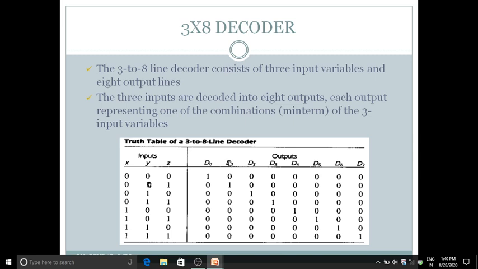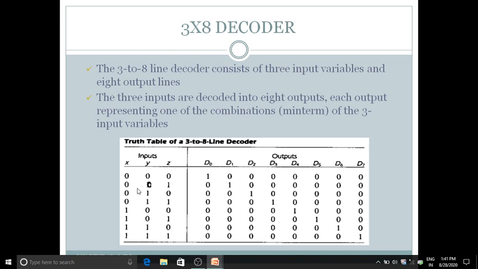Similarly, at the other end of the decoder, we have shown the outputs. Since it is a 3 by 8 decoder, there are 3 inputs x, y, z, and the output variables are denoted as D0, D1, D2, D3 up to D7. These 8 variables represent the 8 distinct outputs of the decoder.